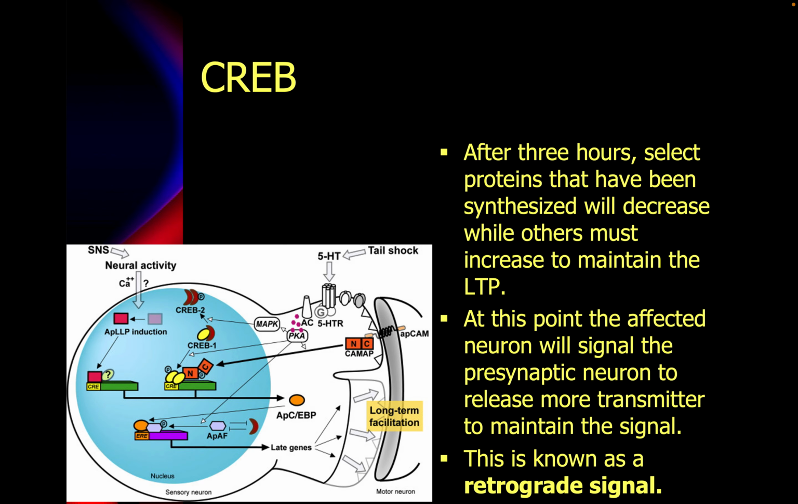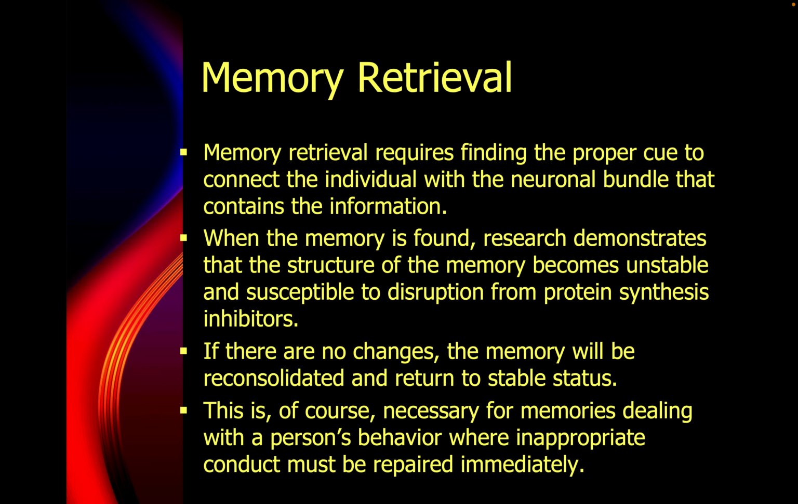After 3 hours, select proteins that have been synthesized will decrease while others must increase to maintain the long-term potentiation. At this point, the affected neuron will signal the presynaptic neuron to release more transmitter to maintain the signal. This is known as a retrograde signal, one from the past.